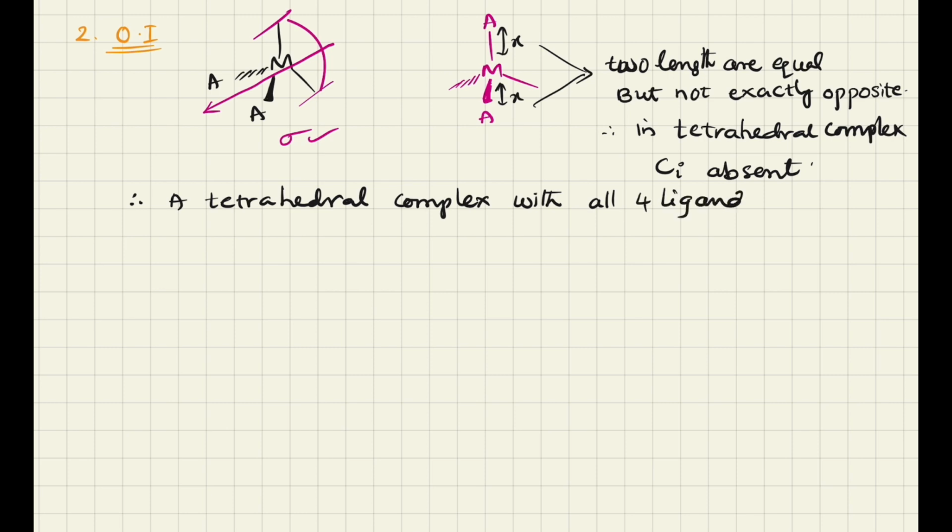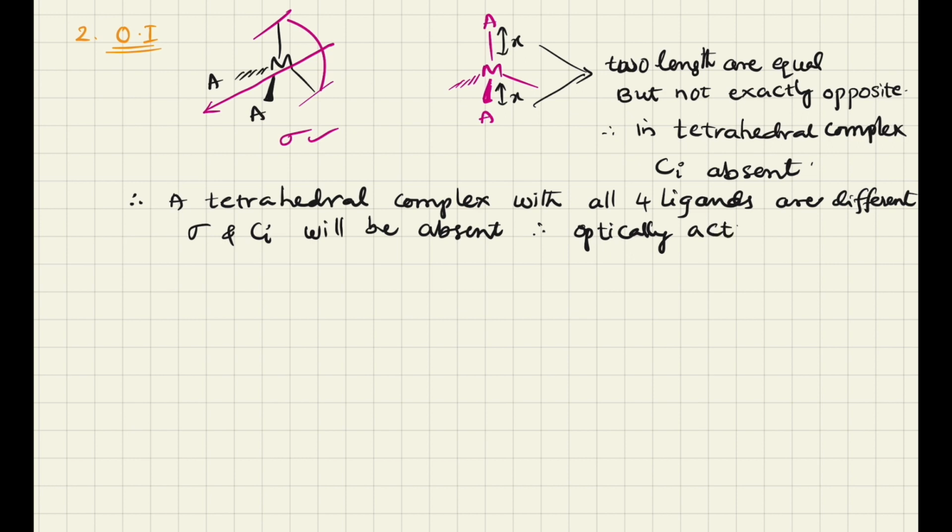Here, the given statement: in a tetrahedral complex with all four ligands different, only then is the plane of symmetry absent. Whatever the ligands, the center of symmetry is 100% absent. Then we have to check the plane of symmetry. If all are different, the plane of symmetry is 100% absent. Therefore, this is optically active. But keep in mind, if any two are the same, it is optically inactive.